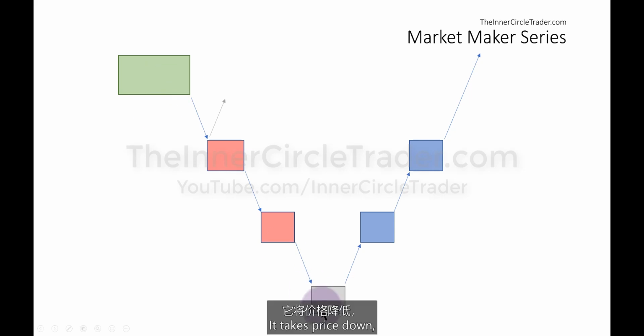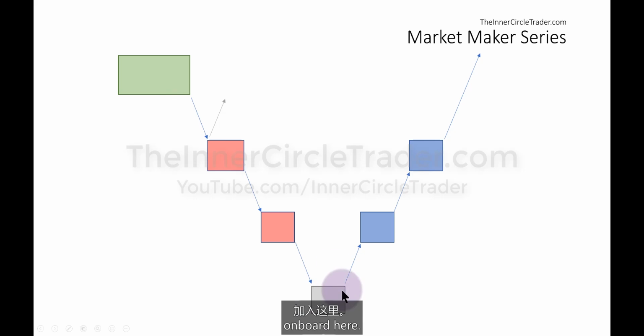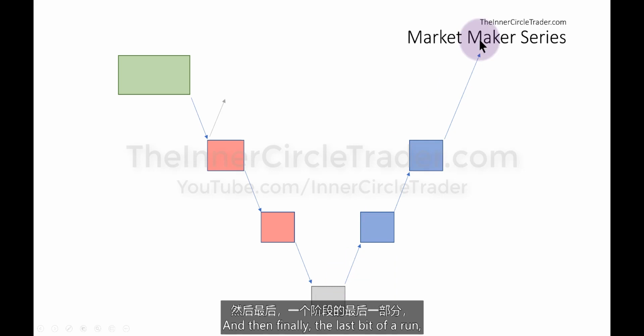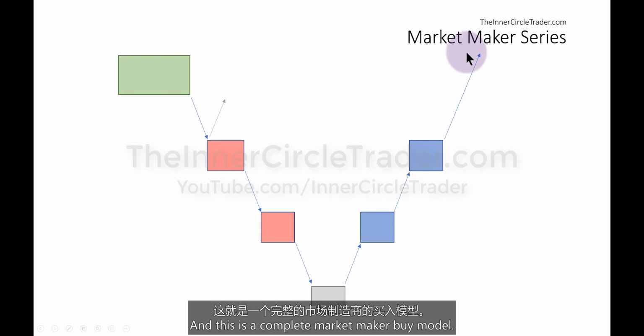It takes price down, then allows traders that know what to anticipate to onboard here. And then they take it in scalings here and here, and then finally the last bit of a run, it's in a hurry to get above here. And this is a complete market maker buy model.